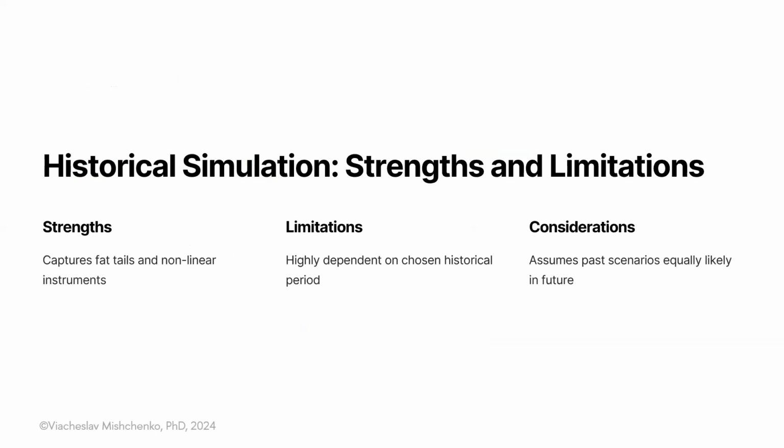Okay, let's consider in particular the strengths and limitations of the historical value at risk simulation. First of all, the major advantage is its ability to capture fat tails of the distribution of returns, as you remember. Unlike the parametric approach, we don't assume normality here. So extreme events in the historical data are fully reflected in our value at risk estimate.